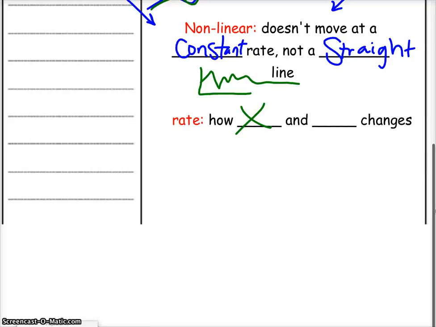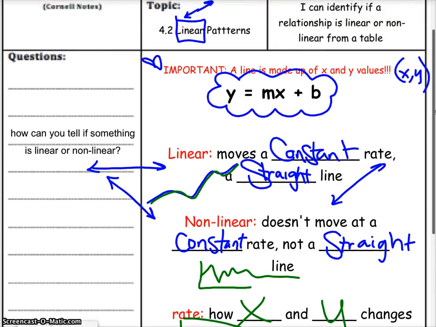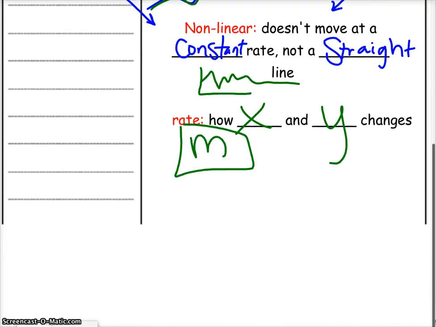But for linear equations, linear means there are points, which means the rate is how x and y change. We call this m. Mark it down. Rate is m. M is the rate. Right here, do you see it? This is rate, which is slope. But we'll get to that in chapter 5. Chapter 5 is way better than chapter 4, just to let you know.